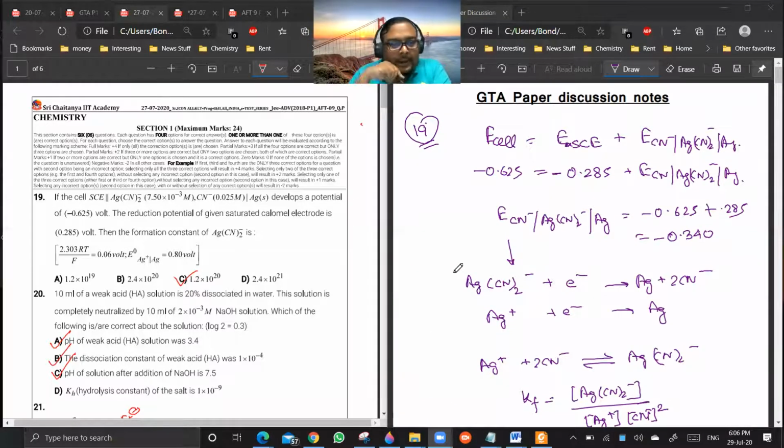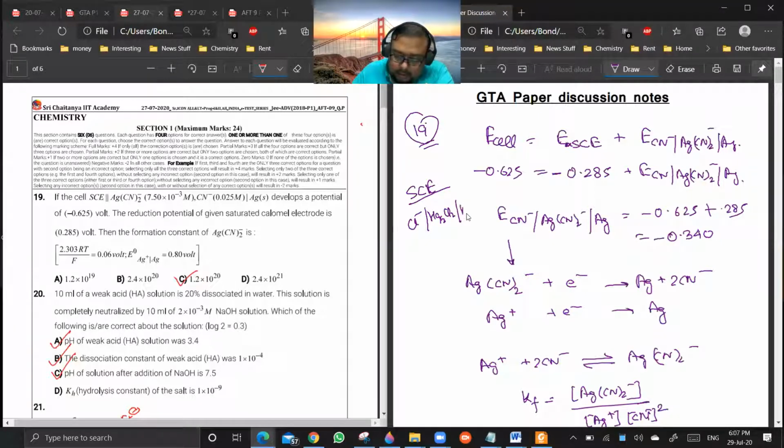So you see, in 19 you are having the standard calomel electrode, which is basically Cl minus, Hg2Cl2, Hg, Pt. It's a metal insoluble salt electrode, and it is used as a standard electrode because its potential doesn't change that much. So for this they have given the E naught reduction value.